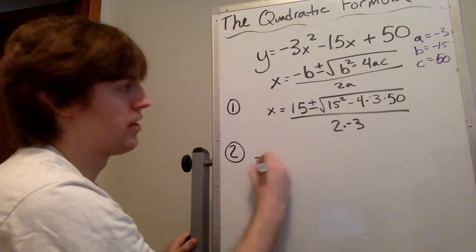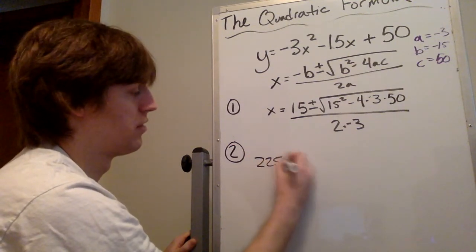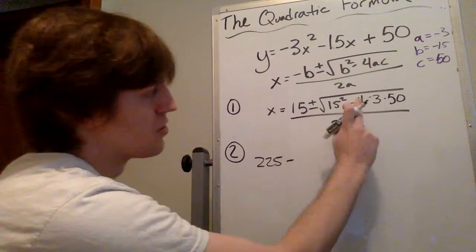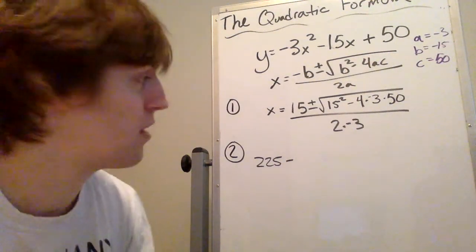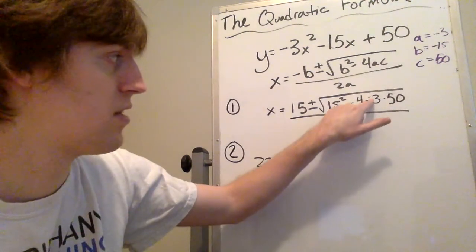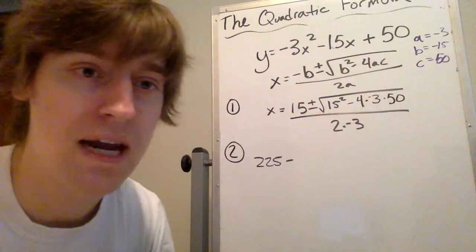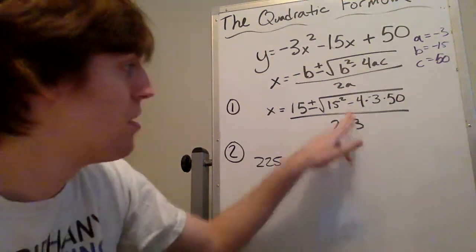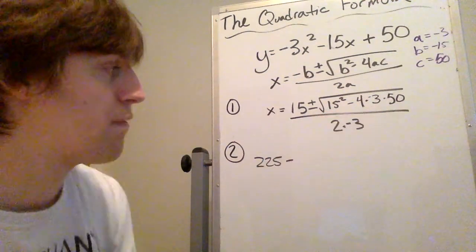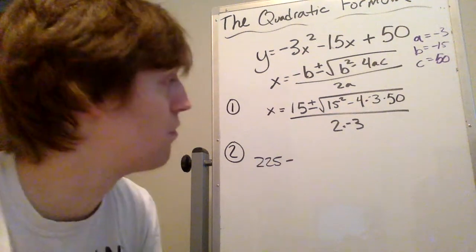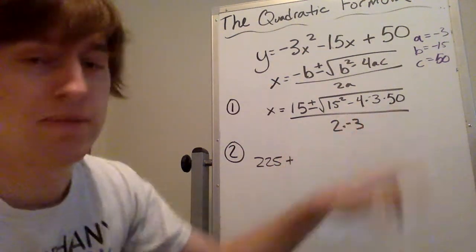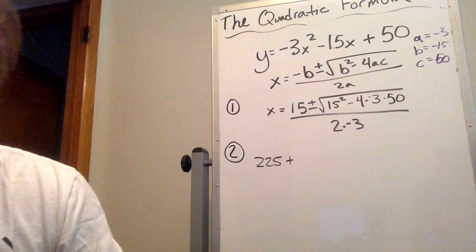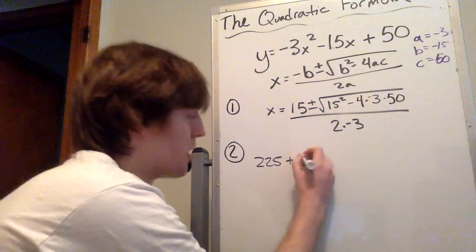So 15 squared is 225 minus, okay, so this is another place where people make a lot of errors. They forget to use multiply signs and they just subtract stuff, or they forget about the number of negatives here. But look, -4 times -3, that's positive 12. So it's plus 12 times 50. What is that? 12 times 50. I think that's 600. Yeah, plus 600.